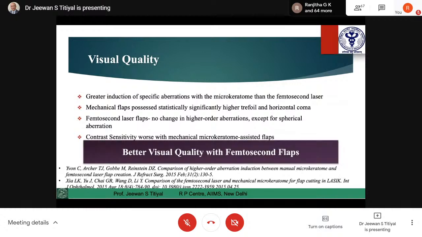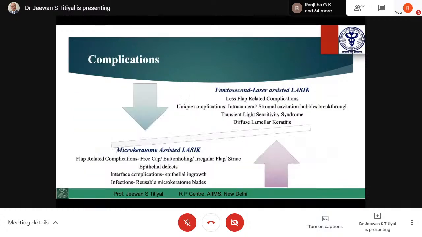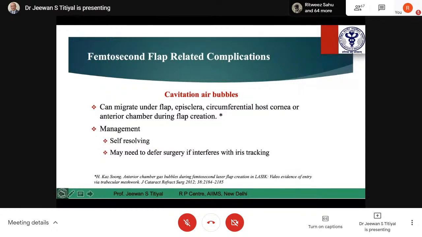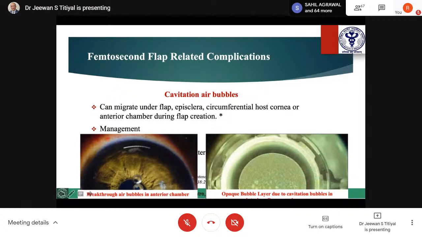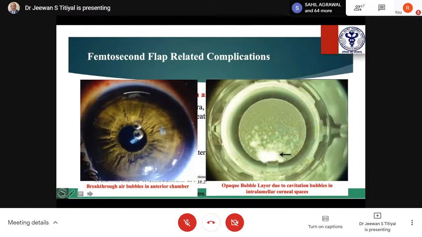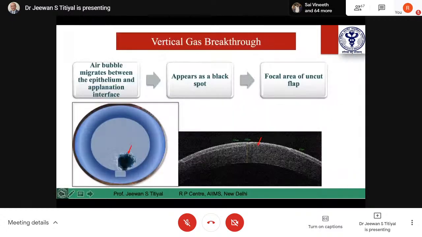But quality of vision, as I said, is much better with the femtosecond flap because it is planar and has less induction of higher-order aberrations. Complications are definitely fewer with femtosecond flaps, and much more with the microkeratome-induced flap. This is a typical complication with the femtosecond laser: intracameral bubbles, because sometimes bubbles can seep in through the angle area into the anterior chamber. So this will not allow laser ablation to happen with the tracking system. OBL, this can sometimes, if it comes to the pupillary axis, cause an unpredictable outcome in these cases.